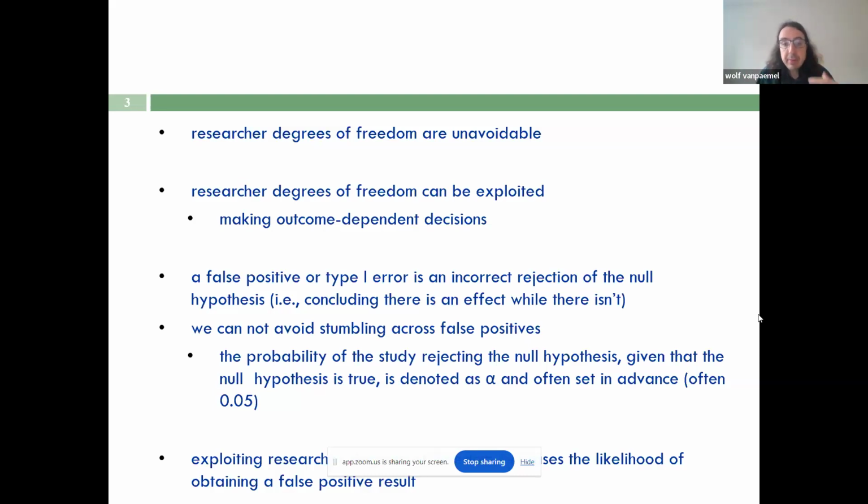And that is bad, making these outcome-dependent decisions about your research degrees of freedom, because it can vastly increase your false positive rate or your type 1 error rate, which is, as a reminder, I'm sure most of you know, the incorrect rejection of your null, so that you conclude that there is an effect while there isn't.